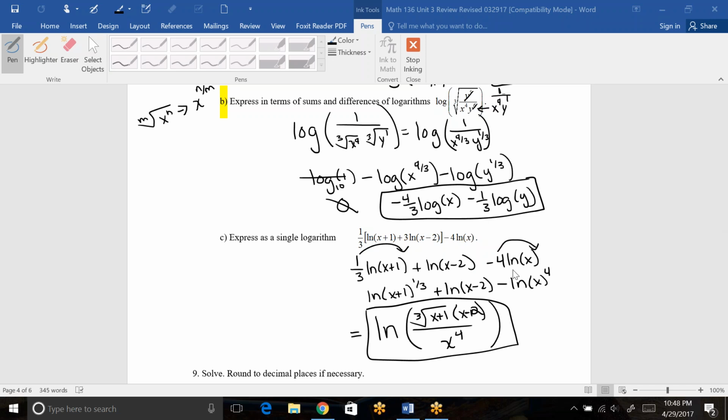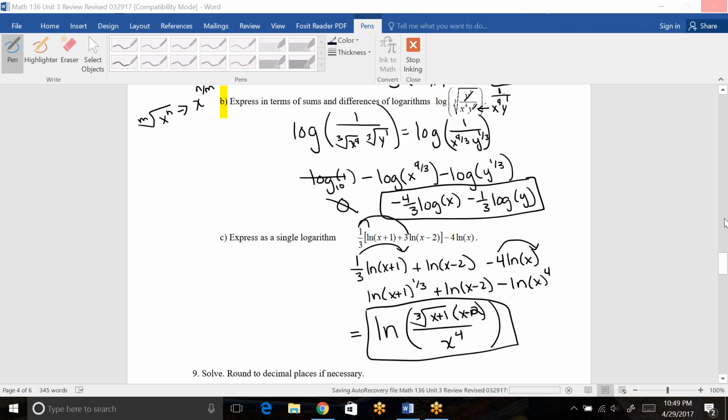Is that one okay? Lexi, the 3 in front of the natural log of x minus 2, when I distributed the 1/3 right here, it went to both of those, and 3 divided by 3 is just 1. So notice that turned into a positive 1 in front of that. Does that answer your question? Okay.